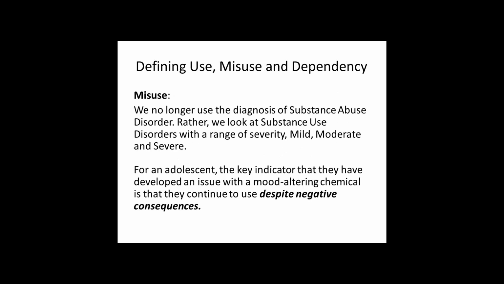So, misuse. In the past couple of years, we had a shift in the therapeutic community where we went from the DSM-4, which is the Diagnostic and Statistical Manual. That's the thing that has all of our psychiatric diagnoses in it, including substance abuse and substance dependence. That's DSM-4, version 4. A couple years ago, DSM-5, or the fifth revision, came out, and we moved away from the diagnosis of substance abuse to a substance use disorder with a range of mild, moderate, or severe.